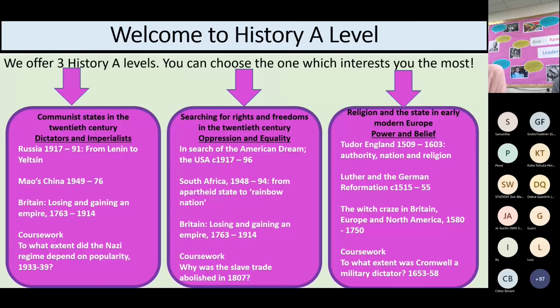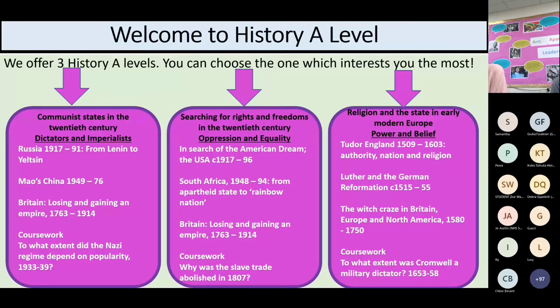Patrick, you've got to love a bit of Mao. I think you'll struggle otherwise, because Mao is all year, and Mao is really good. If you enjoy communism, you will enjoy Mao's China. The Nazi aspect is the coursework, so that's the less taught bit. So use the taught sections to help you choose what you'd like to do.